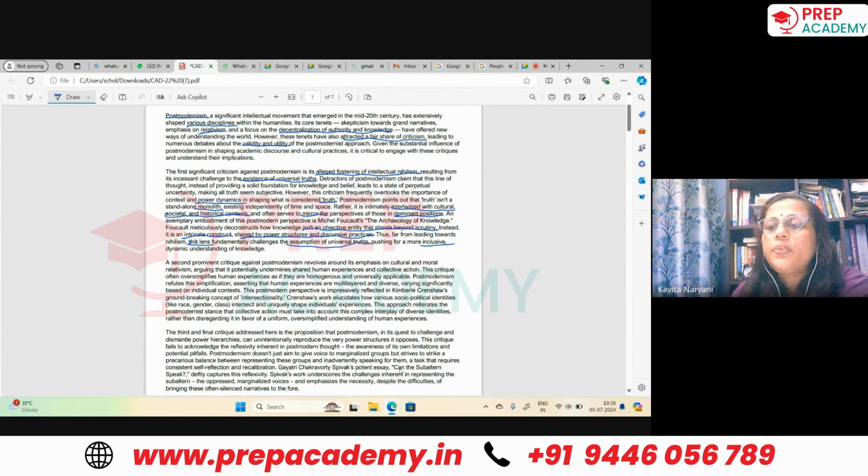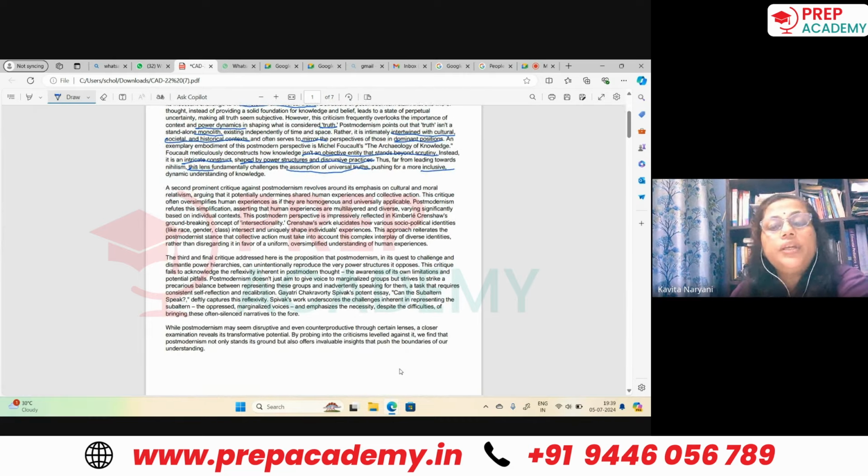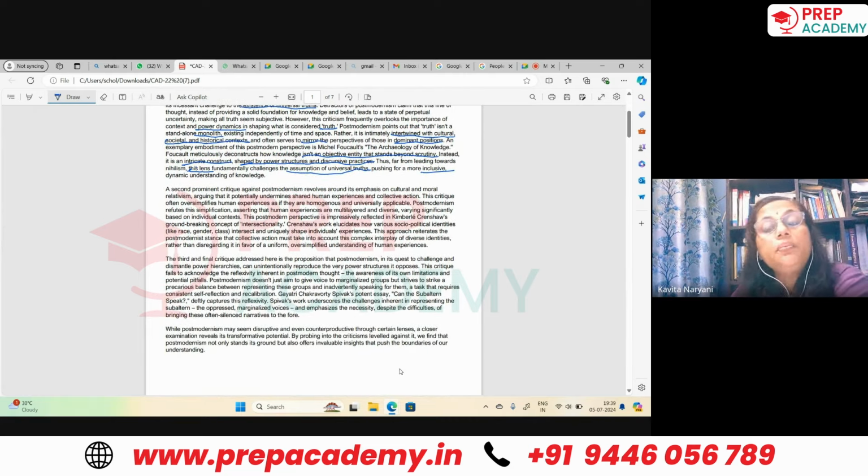Now, this is the first para, the introductory para. This first para was the introduction to the main idea. Now comes the second prominent critic against postmodernism. See, it has been given in detail. Like last week, I told you about the structure of the passage, no? I am emphasizing the structure of the passage as well. A second prominent critic against postmodernism revolves around the emphasis on cultural and moral relativism, arguing that it potentially undermines shared human experiences and collective action.